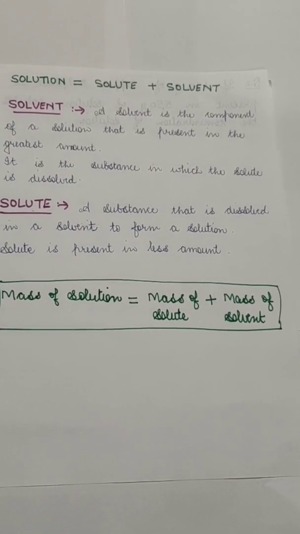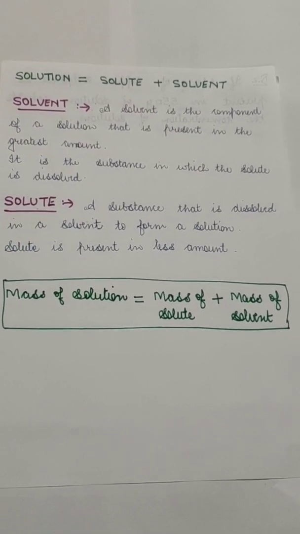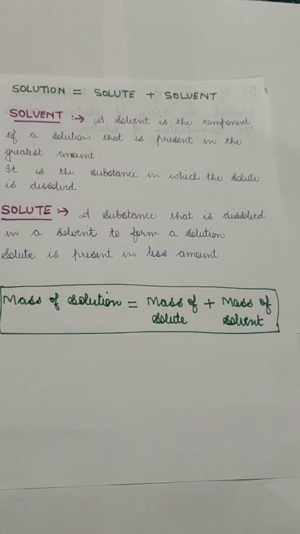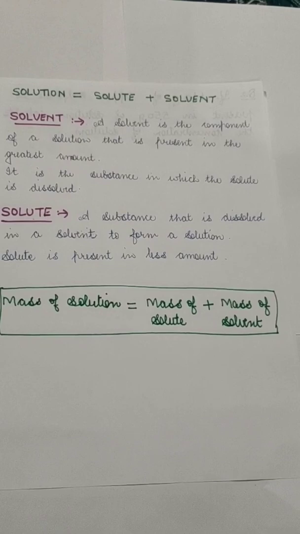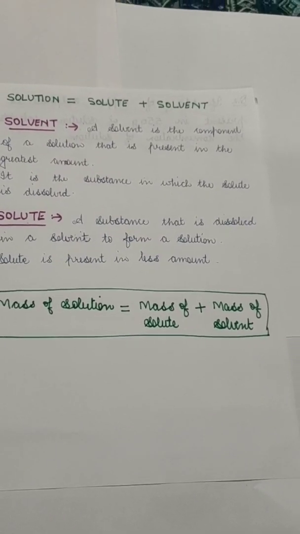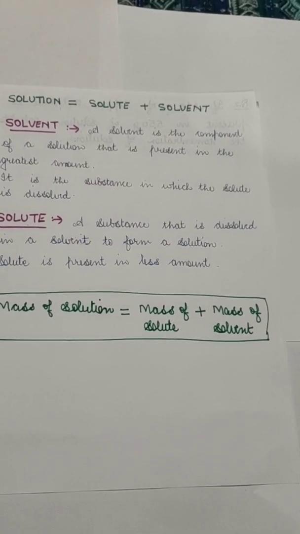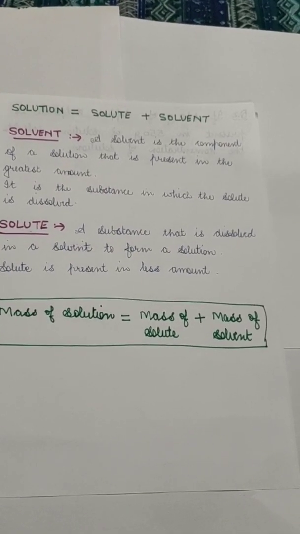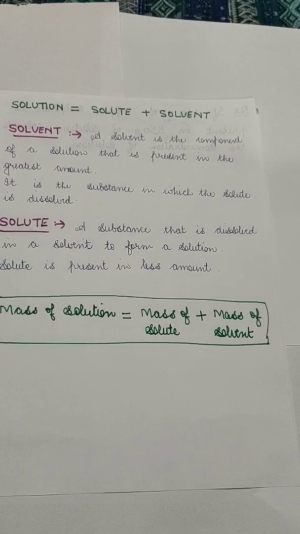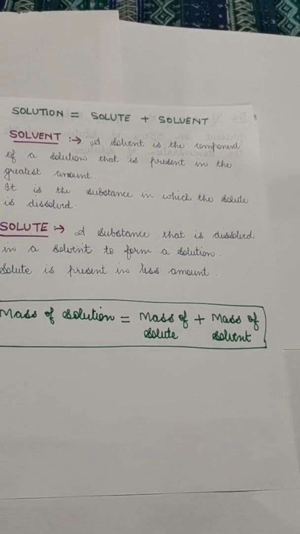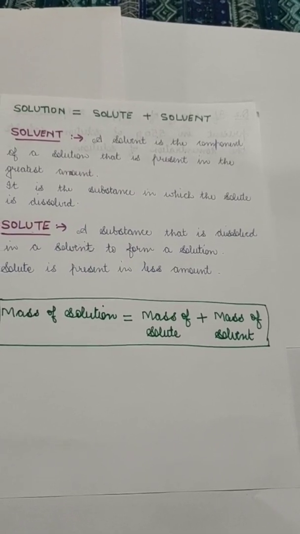Also, the solvent is the substance in which the solute is dissolved. We have to dissolve the solute into a substance so that a solution can be formed. Here the water acts as solvent because the solute, that is the sugar, is dissolved into the water. So we can say that any substance in which the solute is dissolved is called the solvent, or any substance which is in greater amount is called the solvent.